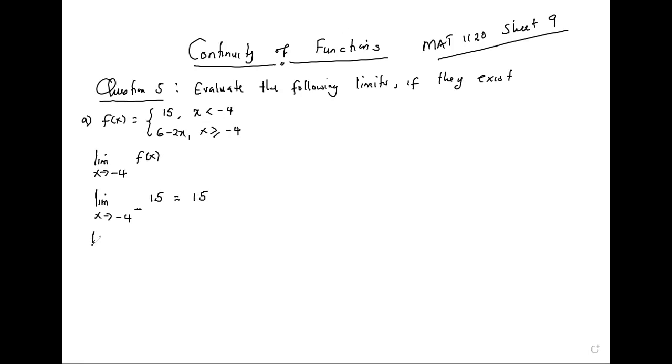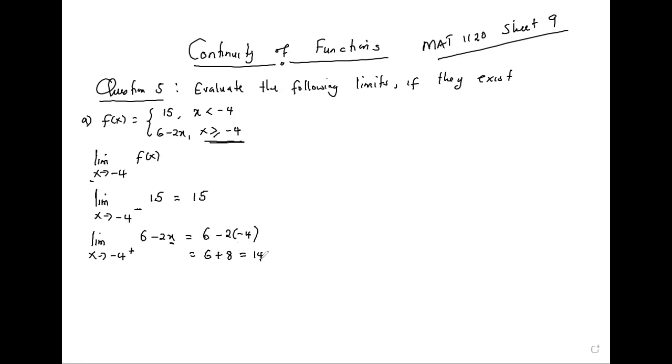And then the second one, we get the limit as x goes to -4 from right. There we get when x is greater. So you get the function 6 minus 2x. Then substitute where there's x, the number -4. And so we'll have 6 plus 8, which is equal to 14.